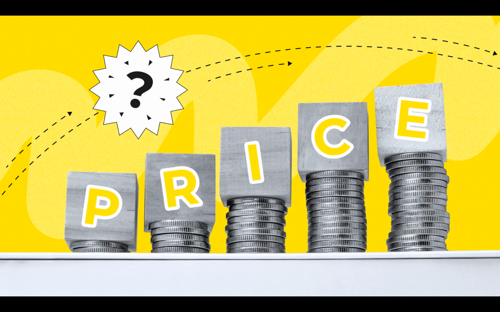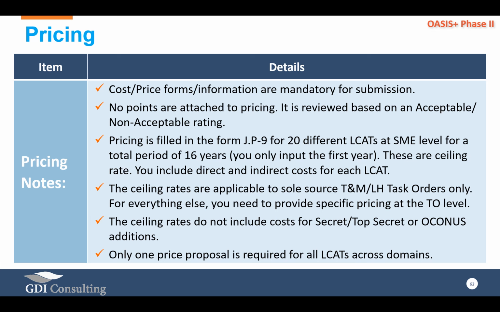Now, with regards to price, there's always a question as to how price plays in the self-scoring proposal submission. The short answer is no score is given for price. They just check it to be within the acceptable range and complete for all items. That's it. A few points. You can refer to this slide later, but essentially you have to provide pricing for 20 LCATs at the SME, subject matter expert, level, and you want to make sure that you are below the maximum acceptable government rate. And that's all there is to it.